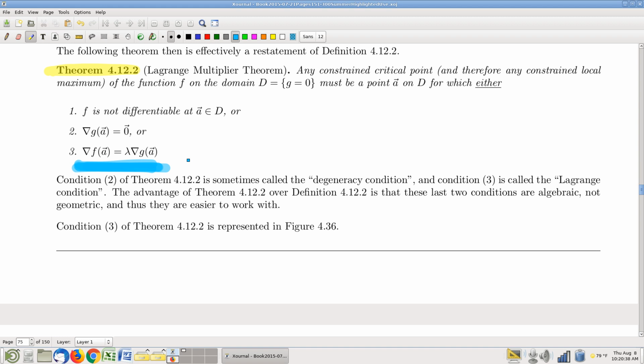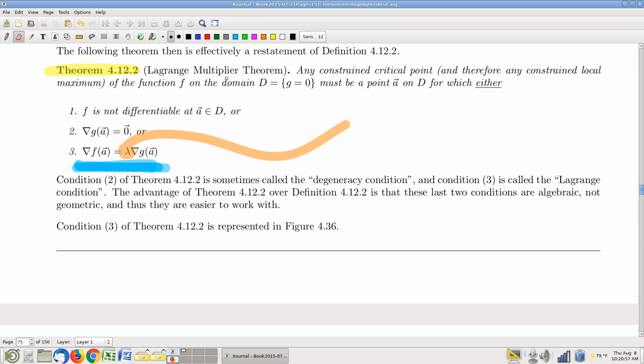By the way, this scalar here, I don't know what that scalar is. It just needs to be some scalar, something that you multiply by the constraint gradient to get the objective gradient, and thus the name Lagrange multiplier theorem. That's called the multiplier. So, kind of neat.